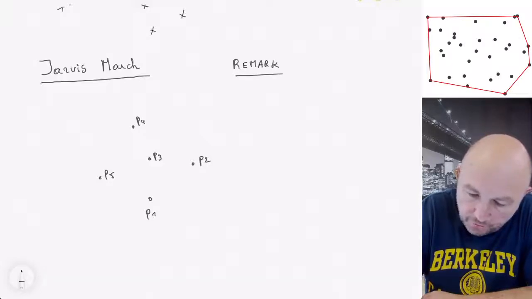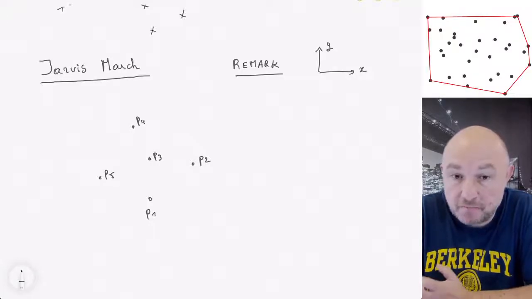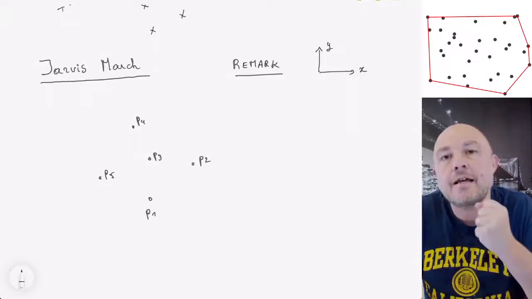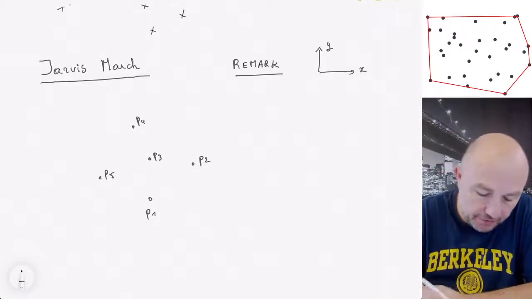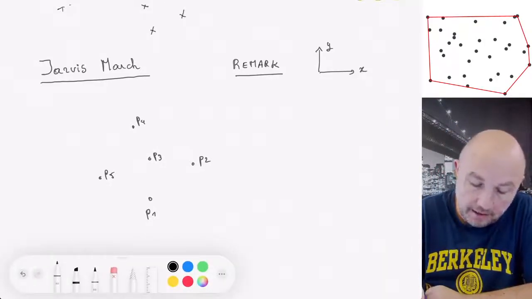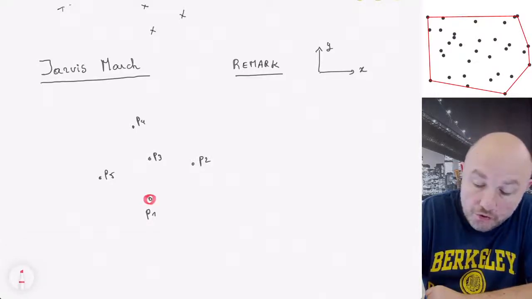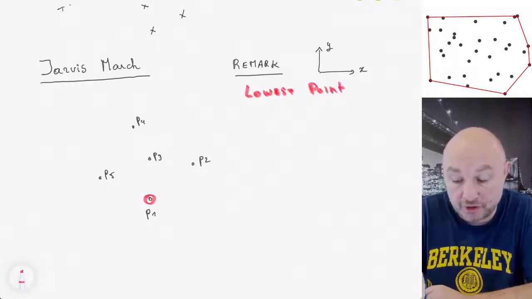Imagine we use the simple system of coordinates, the Euclidean system of coordinates. There are some specific points that are easy to find that eventually belong to the convex hull. One point, and I'll explain why, obviously belongs to the convex hull: the lowest point, the point which has the lowest y coordinate.